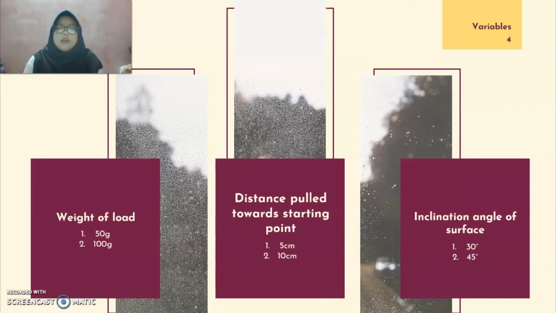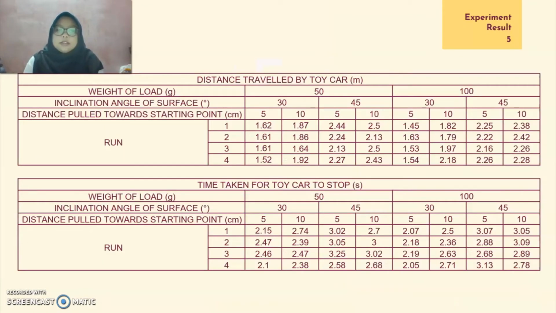We use three manipulated variables, which are the weight of load, the distance pulled towards the starting point, and the inclination angle of the surface. And we have two responding variables, which are the distance traveled by the car and the time taken for the car to stop. Okay, next we will discuss the experiment results.